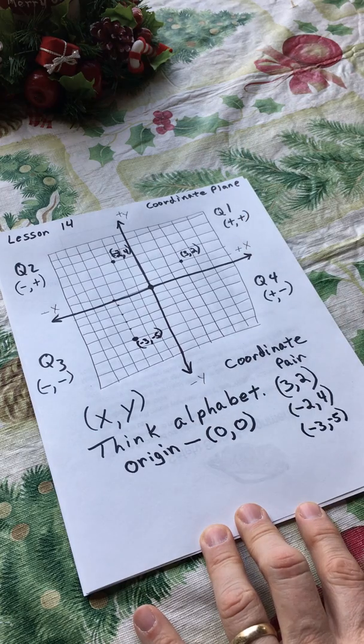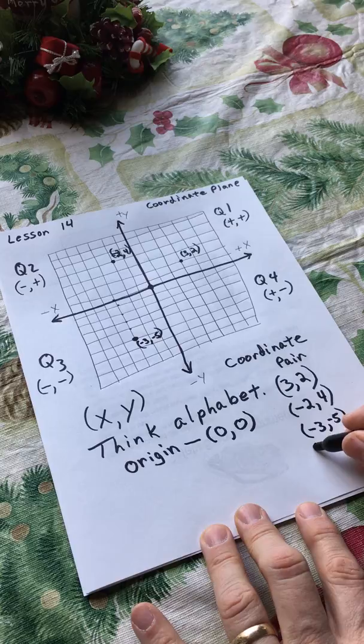Got it? All right, and let's go into quadrant 4, an example in quadrant 4. Our x is going to go positive again. So let's say we have 5, minus 2.